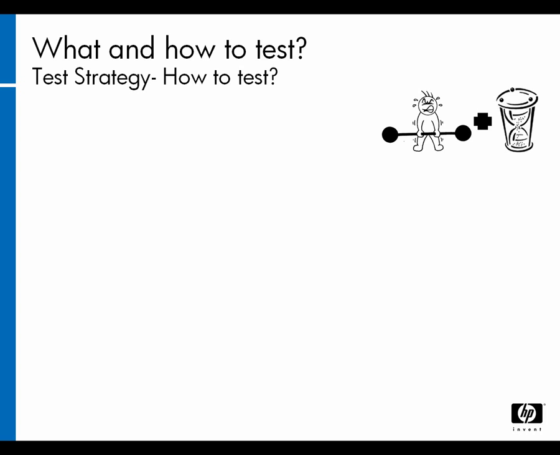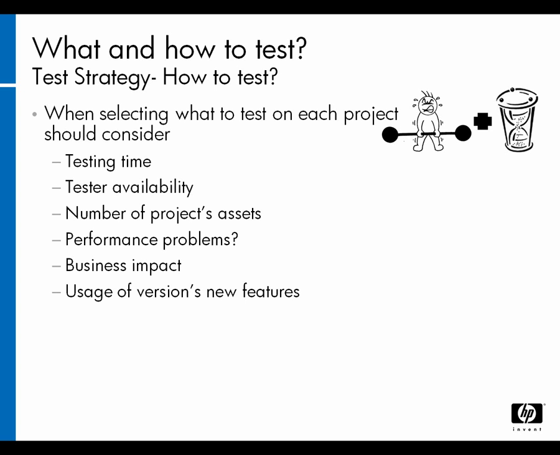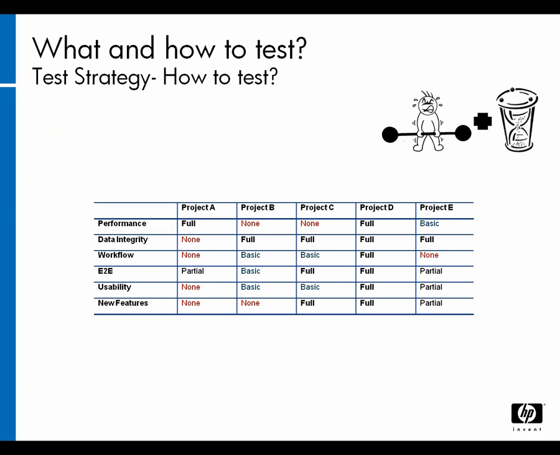After selecting the necessary types of testing, select the testing to perform on each project. While building this matrix, consider the following: the testing time required for each test type on each project, the availability of testers who know the process defined in the testing projects, the number of assets in the project. Consider if the project suffered from performance problems on previous versions. Determine if the project has a big business impact. Note if the project is currently active in the production server. And finally, determine if the project takes advantage of any of the new version's features and capabilities.